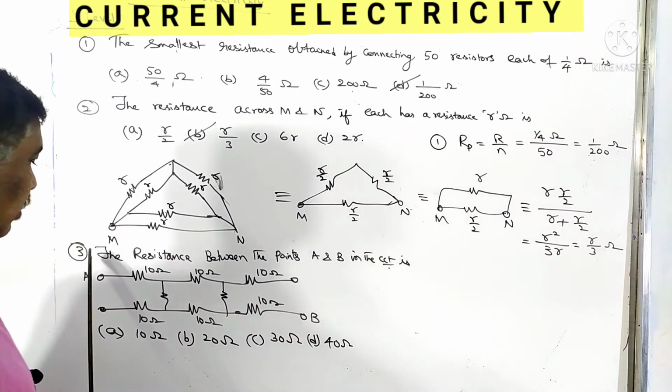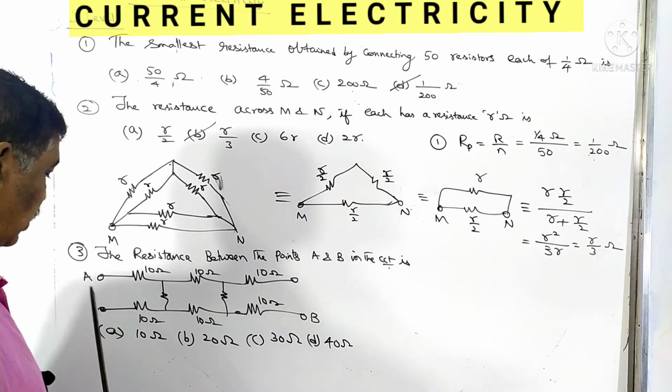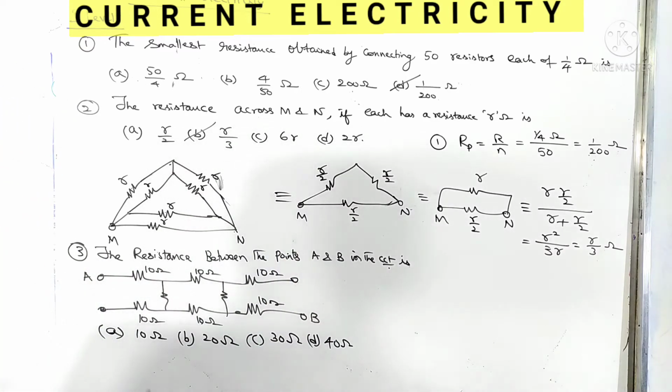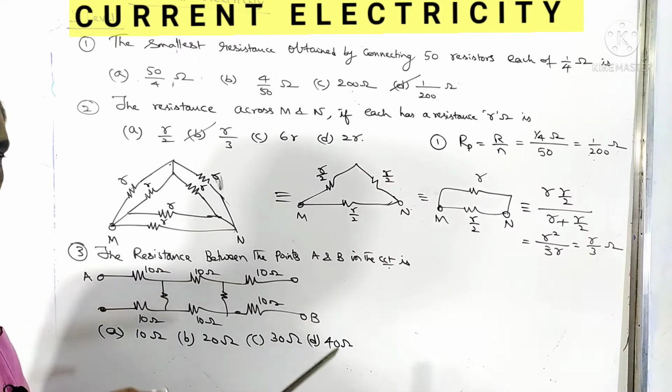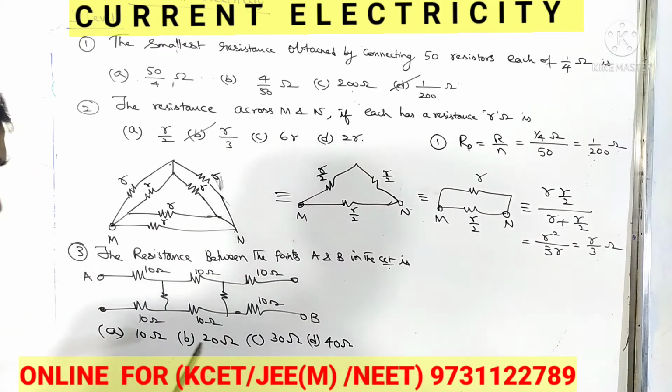Coming back to the third problem, the resistance between the points A and B in the circuit is... Now we are given a circuit of this type. So if you connect one battery between A and B, there won't be any flow of current through this point, even through this point, because these resistors are open resistors. So the circuit is not closed. Current flows only when the circuit is closed. So this is an open end. This is also an open end. Therefore, there won't be any flow of current.